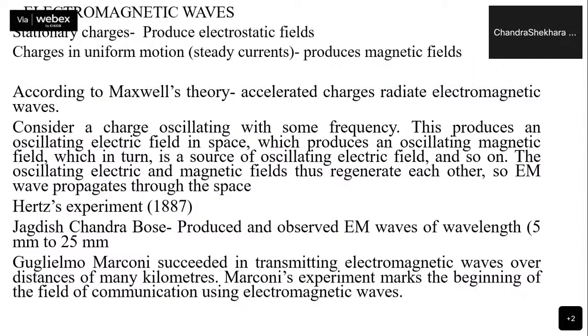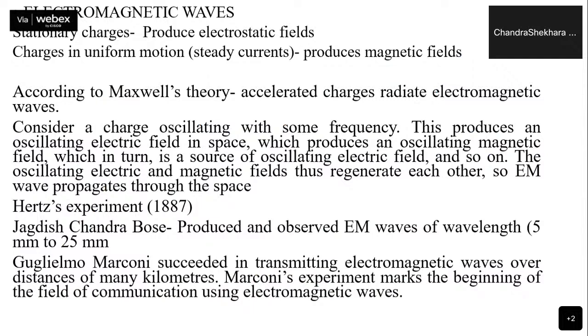Now the question comes: accelerated charges radiate electromagnetic waves. Therefore, charges have to be accelerated. They have to move with different velocities, at an accelerated rate. Then it will produce electromagnetic waves. What you have to think of is a charge oscillating with some frequency. This produces an oscillating electric field in space, which produces an oscillating magnetic field also.